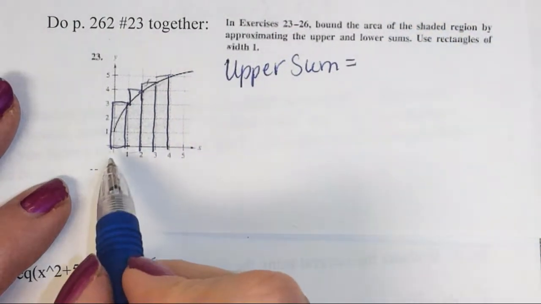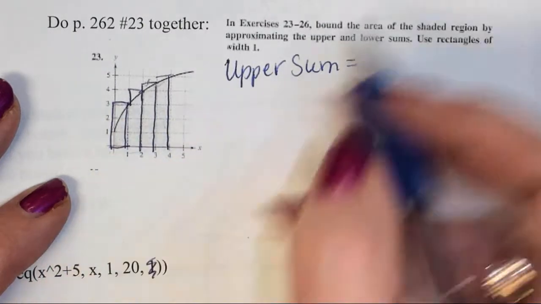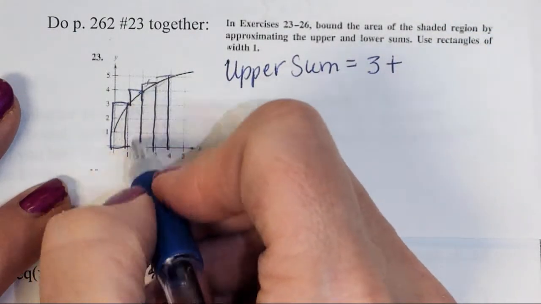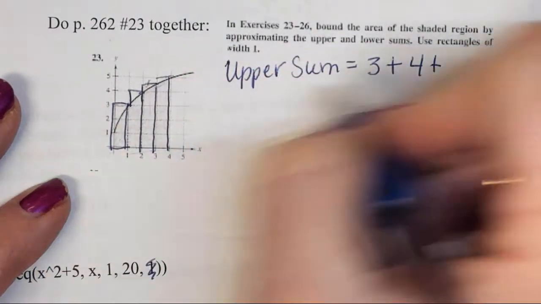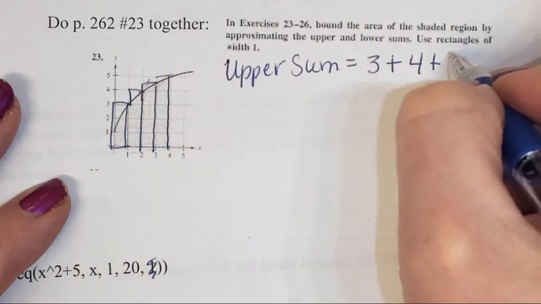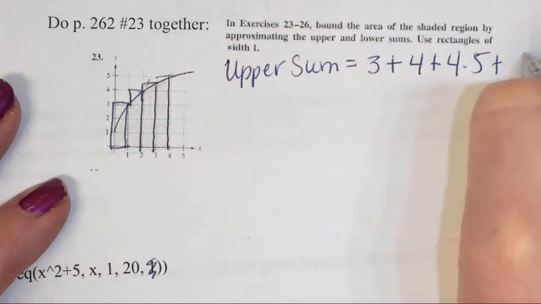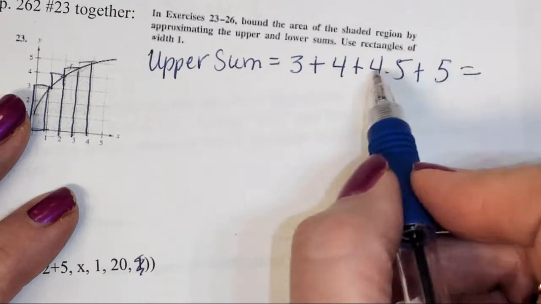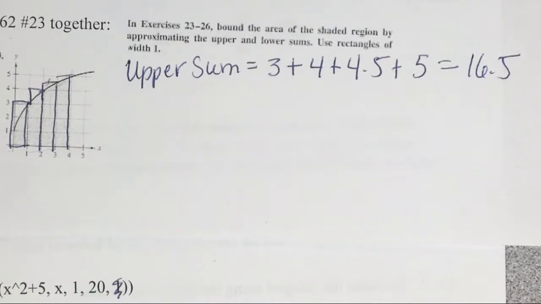So now I need to find this area. So this width is 1 and this height is 3. So what's the area of that first rectangle? 3. So it's 3 plus. What's the area of this rectangle? 4 plus. What's the area of this rectangle? It goes up to 4.5. So it is 4.5. And then the area of this rectangle? 5. So my upper sum then is going to be 7 plus 5 is 12, plus 4.5 is 16.5. That's our upper sum.